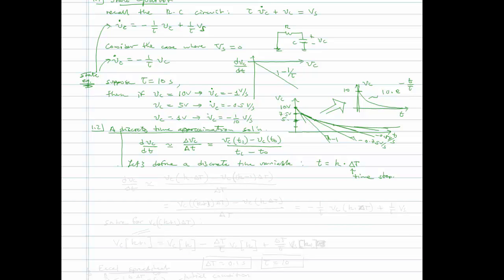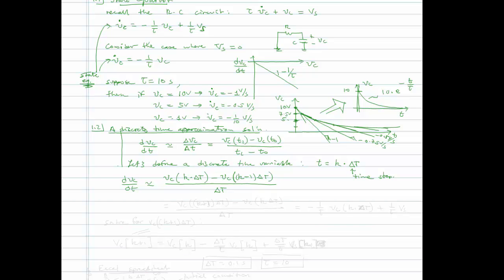So we can rewrite dVc/dt as approximately the voltage Vc, but instead of Vc of t, it will be Vc of k times delta t minus Vc of k minus 1 times delta t. These are capacitor voltages at two discrete times that are separated by a time delta t, and that will be divided by delta t, because that's the space between them.